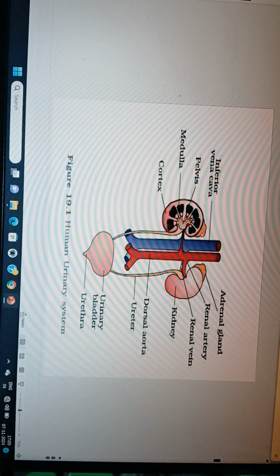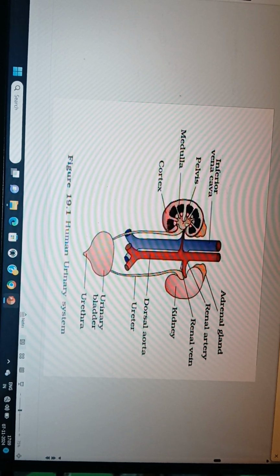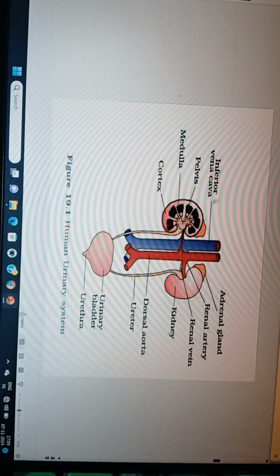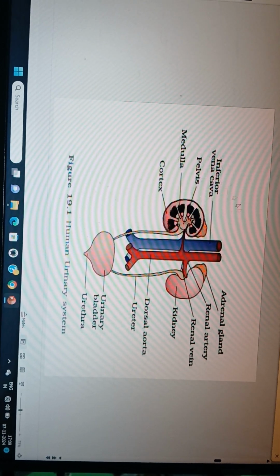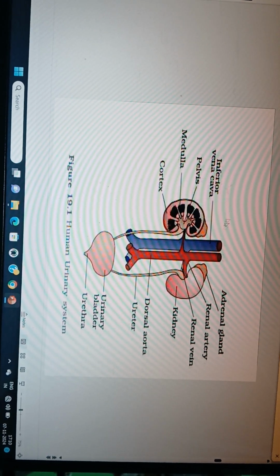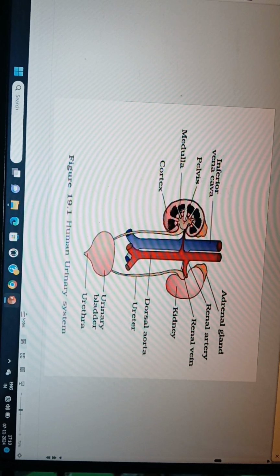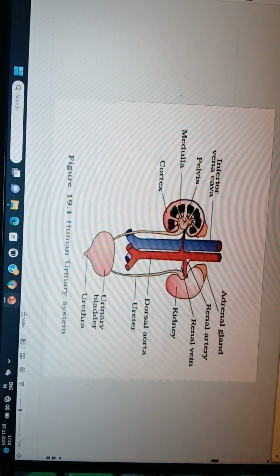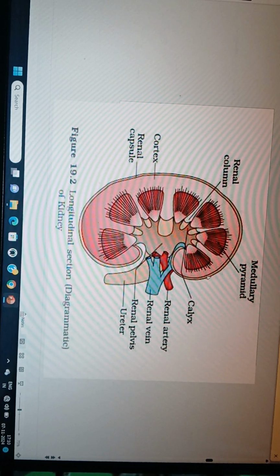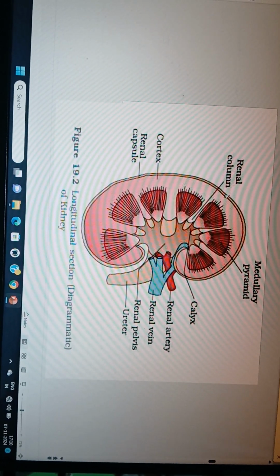Okay, you look at this kidney, this kidney is slightly lowered in location. Why? There is the liver. Due to the location of the liver present here, this kidney is located slightly lower than this kidney. Next, you look at the structure of the kidney. There are two regions of the kidney.